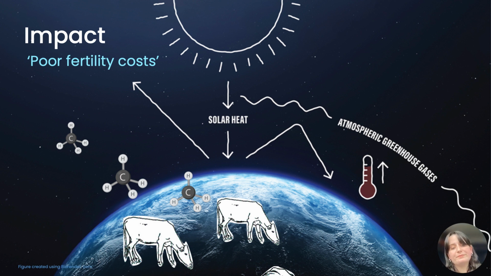If cows aren't getting pregnant as a result of poor semen quality, then quite often a higher number of cows will be culled, and a higher number of replacement cows are required to sustain fertility within that population, and then there are more methane emissions, which obviously has a negative impact on the planet in terms of greenhouse gases.